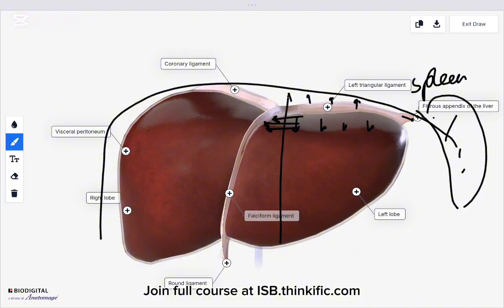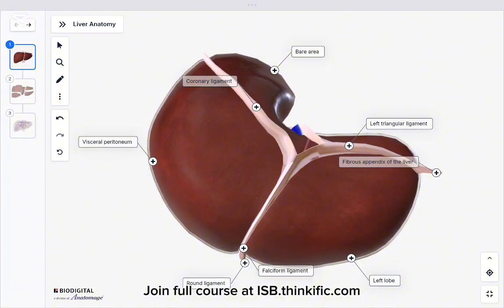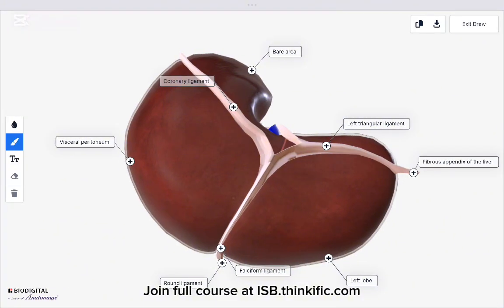Anteriorly is just the anterior abdominal wall. In front, anterior abdominal wall. Posteriorly is what? If we see posteriorly, look guys, that's the coronary ligament, as I told you, right? This is the coronary ligament. That's the anterior layer of the coronary ligament.